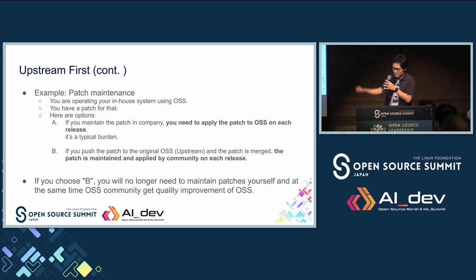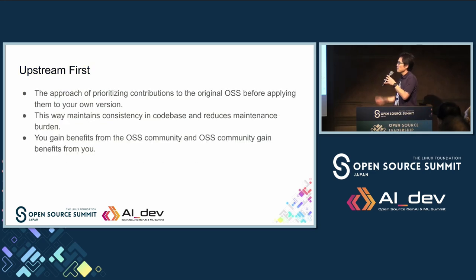And option B, if you push the patch to the original OSS, which is called upstream, and the patch is merged, the patch is maintained and applied by the community on each release. If you choose option B, you will no longer need to maintain patches yourself. And at the same time, the OSS community gets quality improvement of the OSS. So the last sentence means, you gain benefits from the OSS community, and the OSS community gains benefits from you.